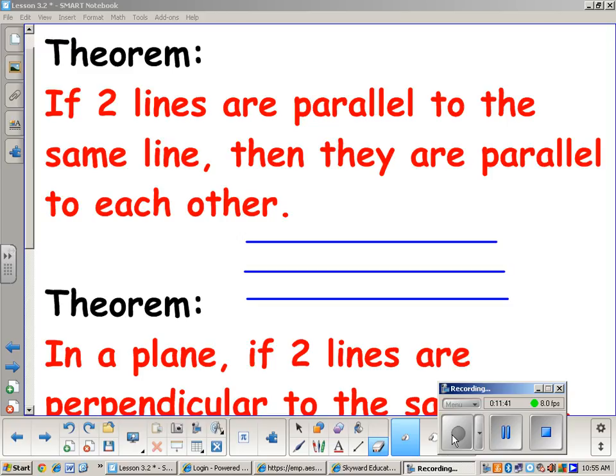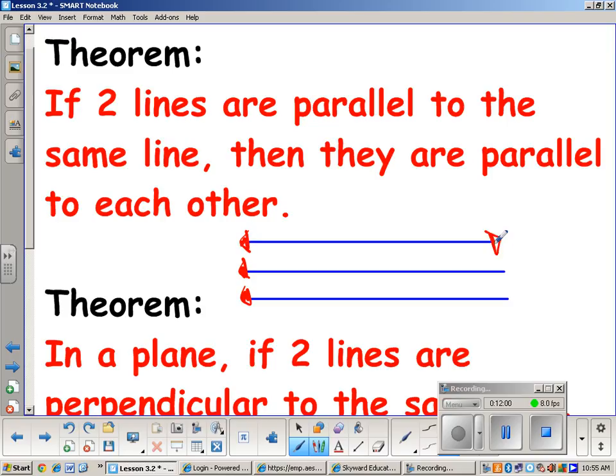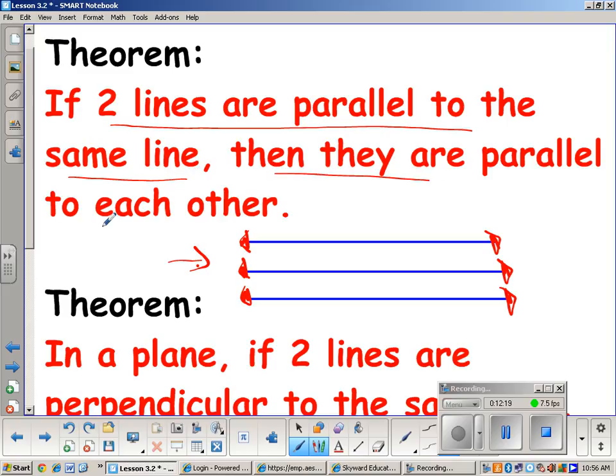All right, let's take a look at the first theorem up here. It says if two lines are parallel to the same line, then they're parallel to each other. I have drawn three lines here, and let's use this example to talk about this theorem. If two lines are parallel to the same line, then they are parallel to each other.